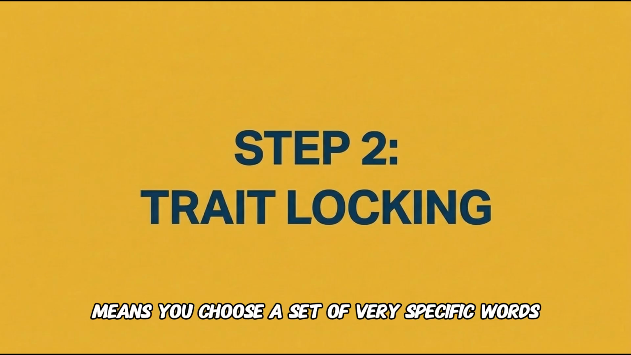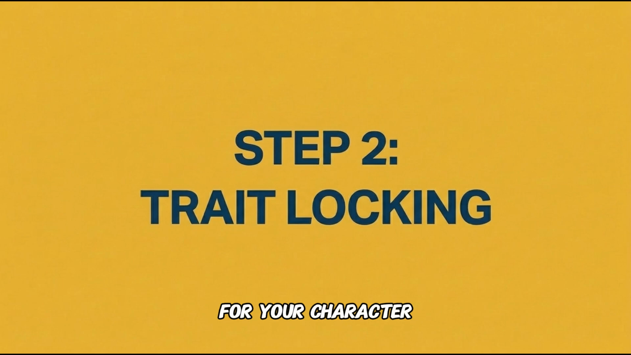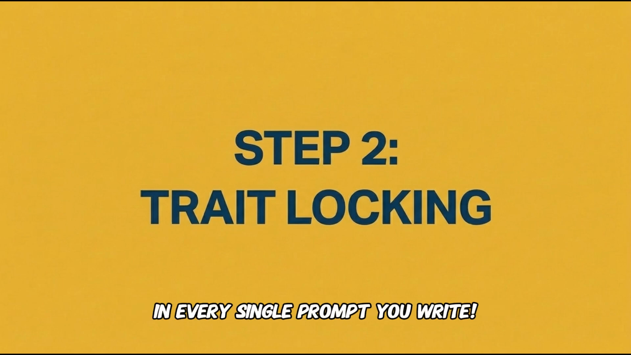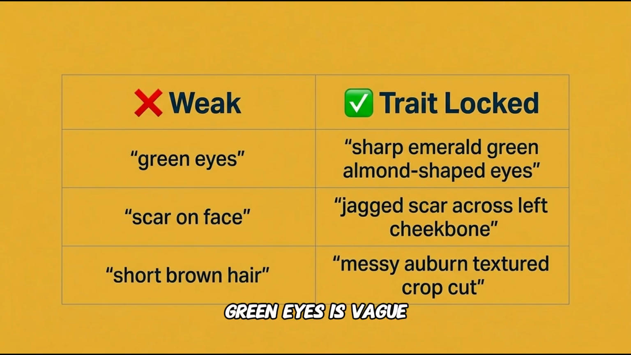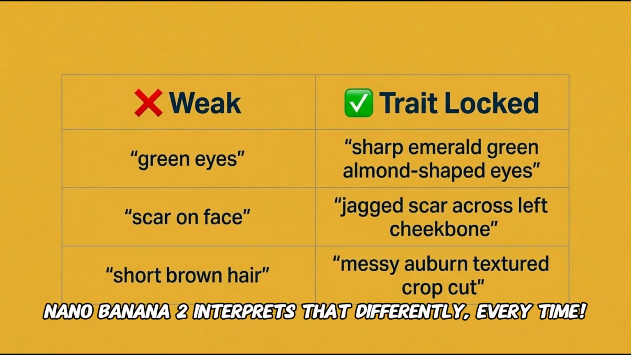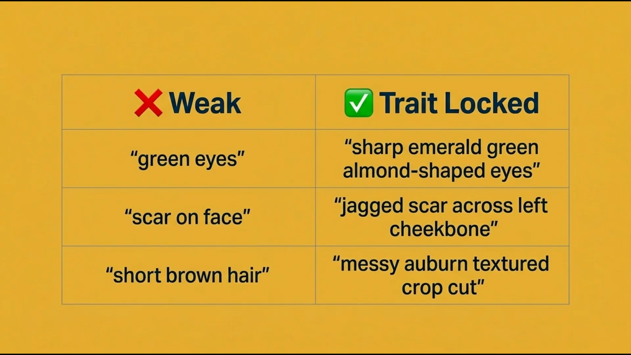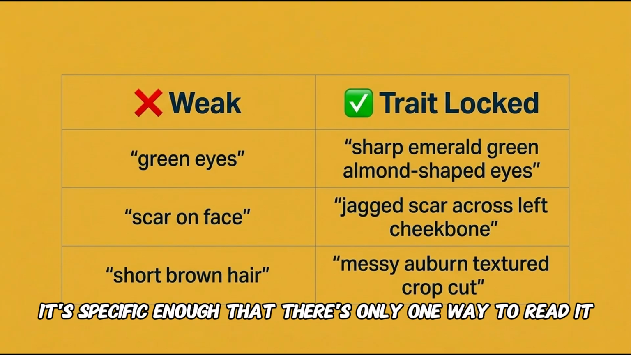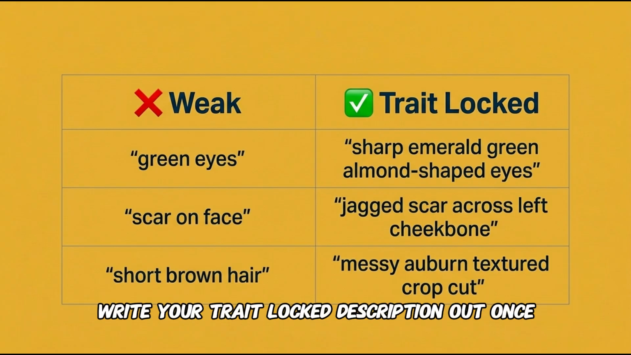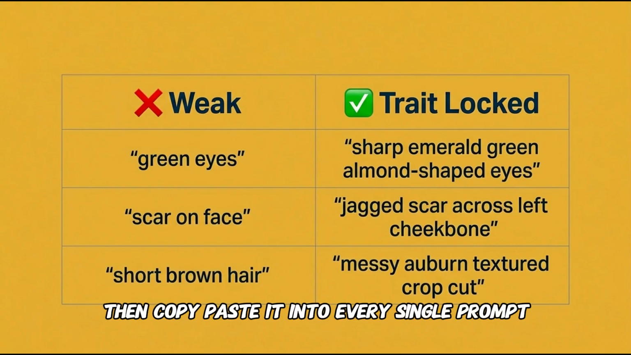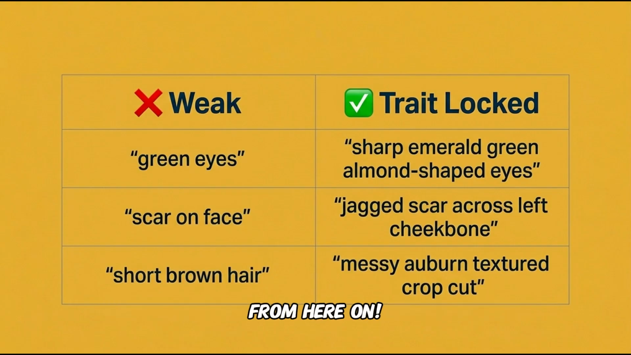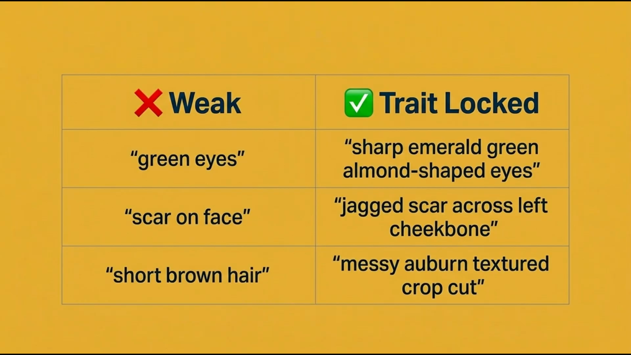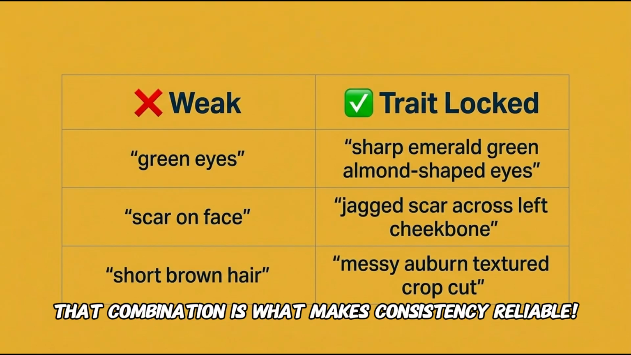This is the technique most tutorials skip, and it might be more important than the reference images. Trait locking means you choose a set of very specific words for your character and you use those exact words verbatim in every single prompt you write. Green eyes is vague. Nano Banana 2 interprets that differently every time. Sharp emerald green almond shaped eyes is locked. It's specific enough that there's only one way to read it. Write your trait locked description out once, then copy paste it into every single prompt from here on. 2 anchors working together. The reference image plus the matching text tokens. That combination is what makes consistency reliable.